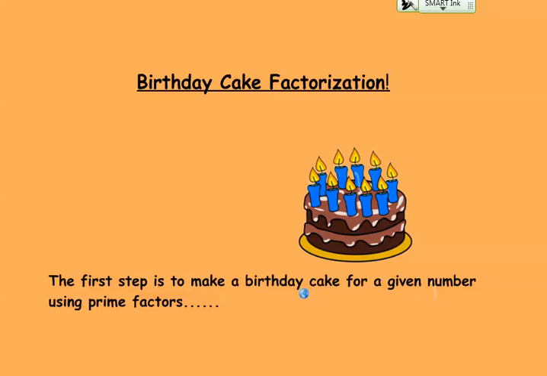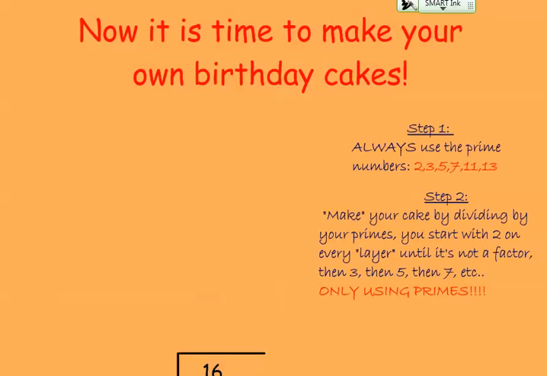So to find the birthday cake factorization, your first step is to make a cake for a given number using only primes. Step 1, always use the prime numbers 2, 3, 5, 7, 11, and 13. Yes, they go on forever, but these are the ones we use the most.